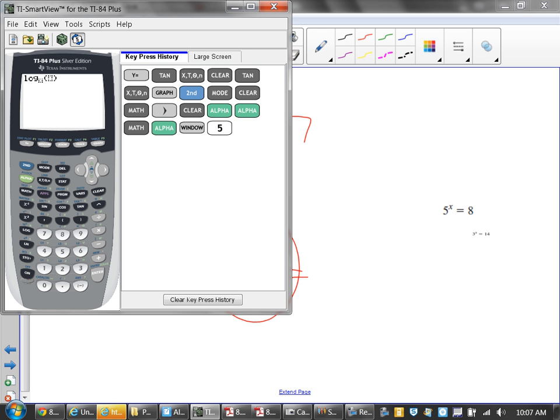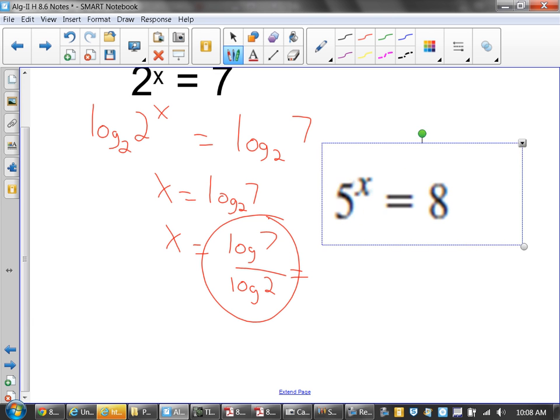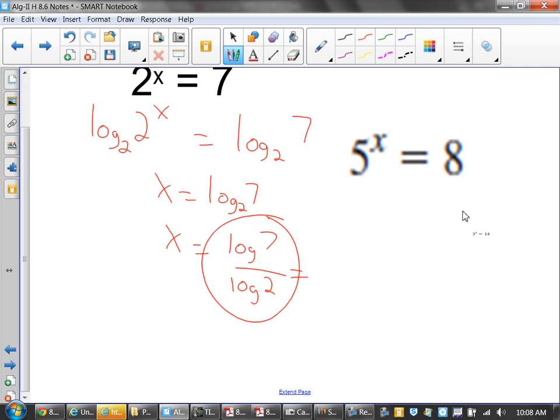If that takes too many buttons, just remember it's the log of whatever it is divided by the log of the base. It's just that easy. And sometimes that's quicker. So they have 2 buttons for log. Again, if I'm looking at 5 to the x, what logarithm base would I have to take on both sides to make that work? Log base 5. So x is going to equal the log base 5 of 8, otherwise known as log of 8 divided by log of 5. You're going to get the same answer.